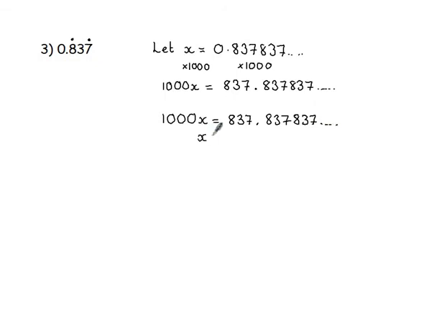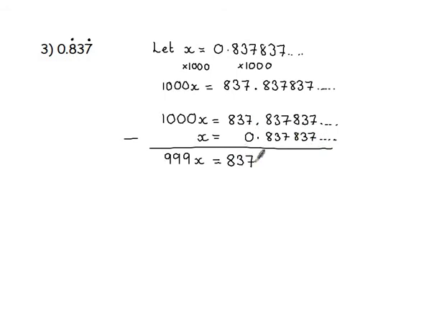And our x equals, and remember, lay your place value out, so 0.837837 underneath. Subtract them. So we've got 1000x, take away x to give us 999x. We've got 837.837 recurring, take away 0.837 recurring. So again, these are going to cancel, and 837 take away 0 is 837.